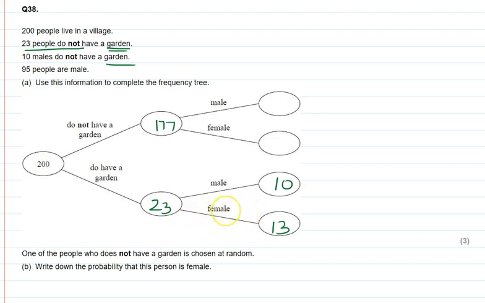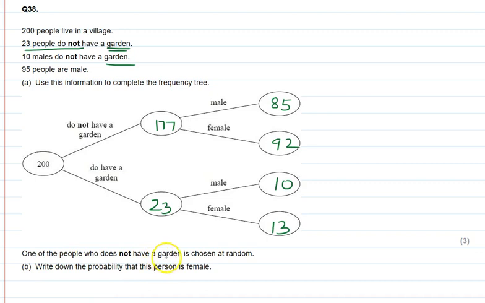Now the next one: 95 people are male. 10 males do not have a garden and 95 people are male. So 10 is already counted here, so 85 males are left, and 177 take away 85 will be 92.